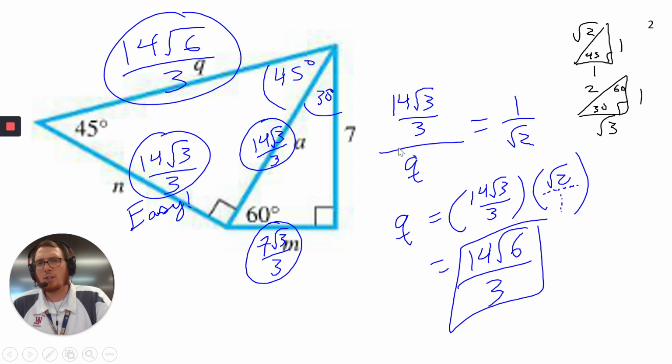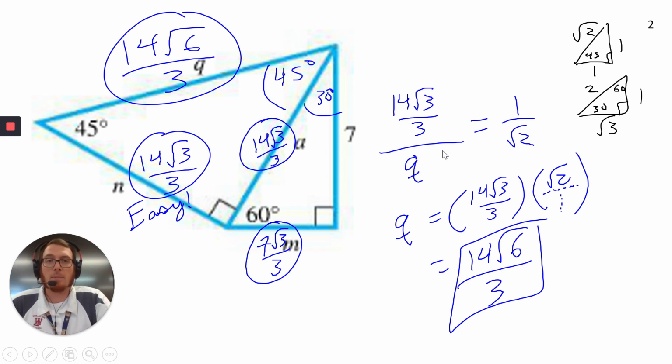You'll notice to find Q, I set it up just like I did the other questions, but it's kind of weird because it's got this 14 root 3 over 3. That's still okay. I'm going to take 14 root 3 over 3 over Q equals the 1 over root 2 because it's 45 over 90, with the degrees and the side lengths corresponding to that.